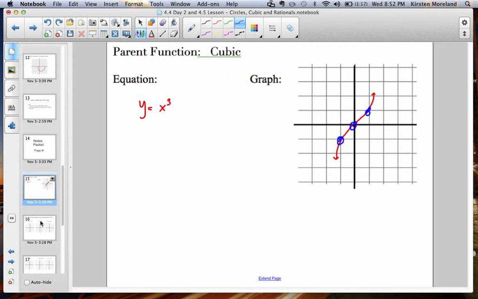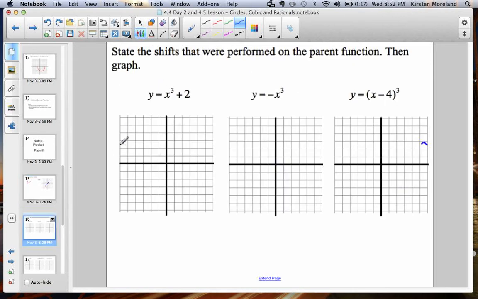So we're going to do the basic transformations like we did before. Okay, so this one goes up 2. So the graph's going to look like this. Again, you just shift your vertex up 2, and to get to the next point, you go up 1 over 1, down 1 over 1, and connect it into somewhat of an S shape.